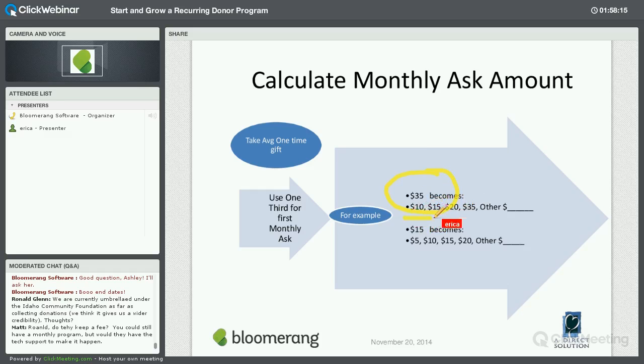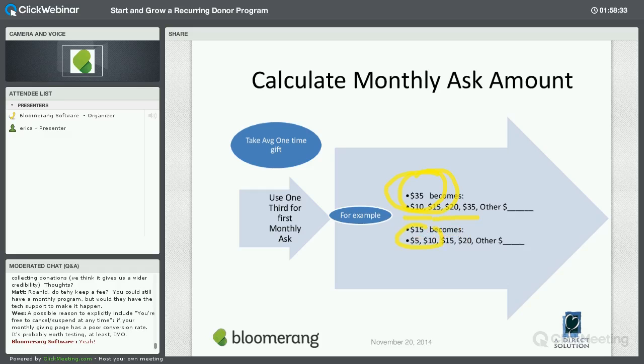So I take that $35 and I divide it by 3. So I start with 10 or 15 and then go up to 20, 35. Don't start with 35. It's too high. People are going to say, well, that was a stretch for me already. I just can't do this every month, but I can do $10 a month.